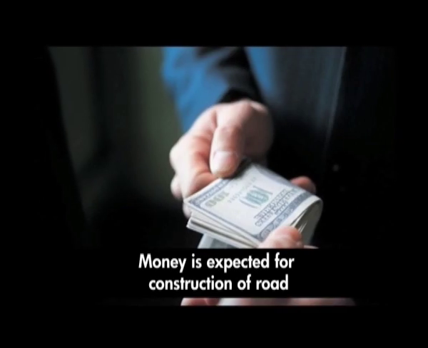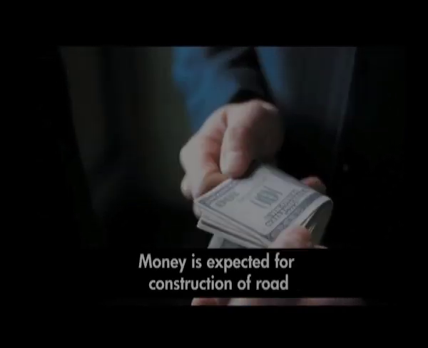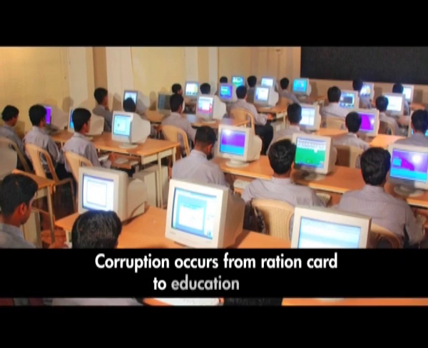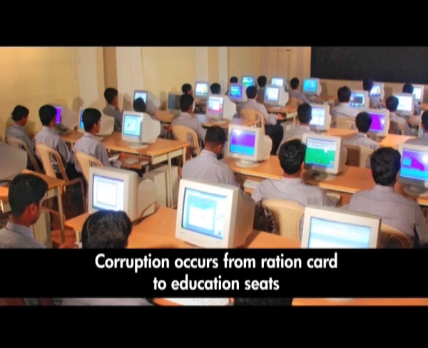They request big sums of money for the construction of roads. They buy low quality raw materials which result in the wearing down of the roads by one shower. Another example is bribery. From ration cards to education seats, we witness corruption.